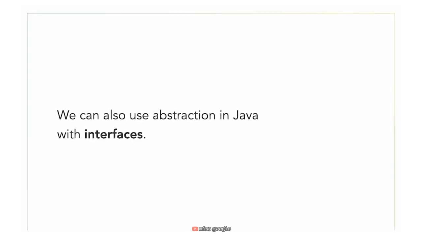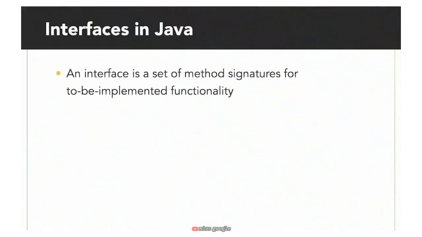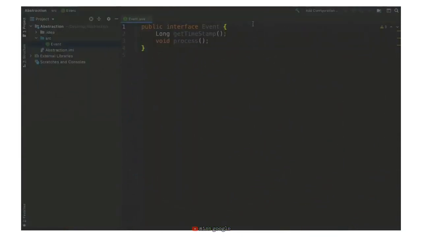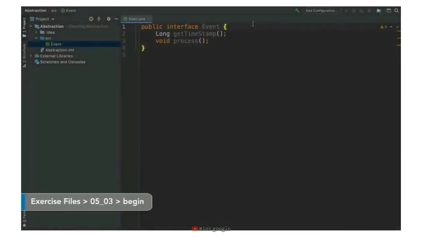Another way we can add abstraction to our Java programs is through interfaces. An interface is a set of method signatures for to-be-implemented functionality. It's kind of like a specification for a set of behavior without the implementation. So like an abstract class, an interface cannot be instantiated. Let's take a look at an example.